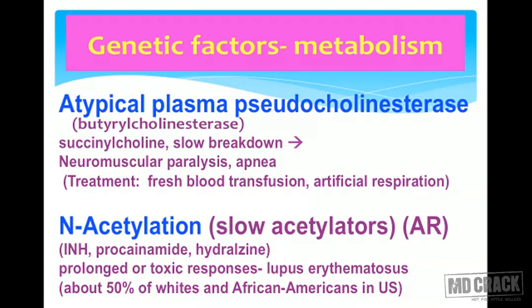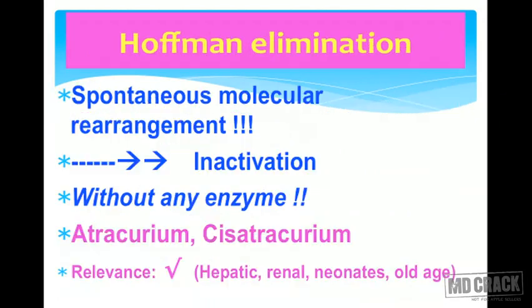There is a very interesting way of breakdown of drugs, and that's typically called Hofmann elimination. What is this? This does not need an enzyme. The drug is just broken down. How is it broken down? We don't know. The molecules in the drug spontaneously get rearranged in such a way that the drug becomes inactive. Spontaneous molecular rearrangement without an enzyme. And we have two concrete examples for this. One is atracurium and the second one is cis-atracurium.